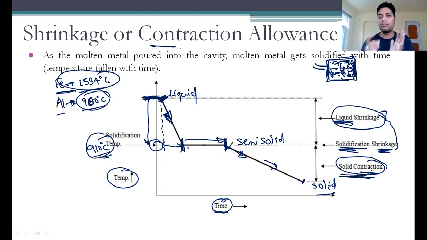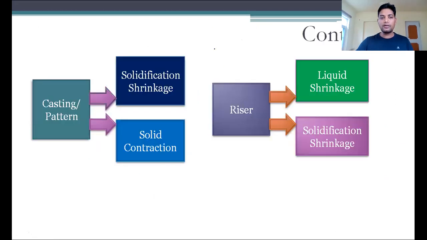By the way, both have the same meaning, because here we write shrinkage or contraction, but how is it related to the mold cavity or the pattern that we are filling, or how is it related to the riser? For the casting pattern, because of the mold cavity that we are leaving, okay, so this is the casting, we are calling it the mold cavity, we can say. So for that, these two allowances are associated: solidification shrinkage and the solid contraction.